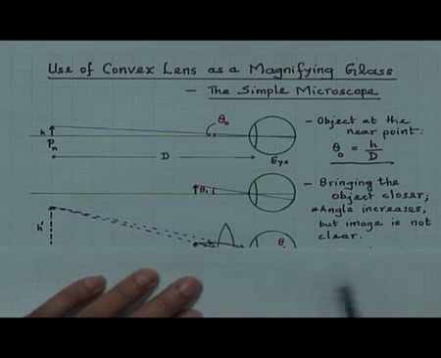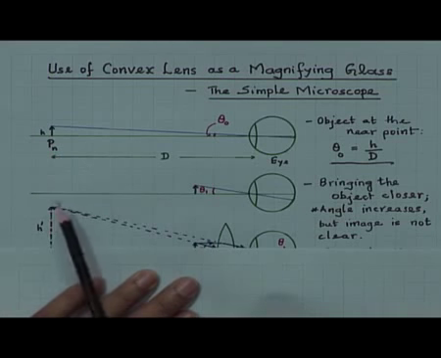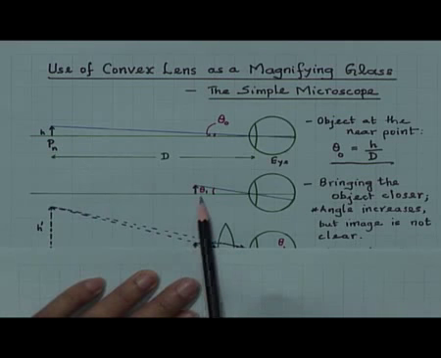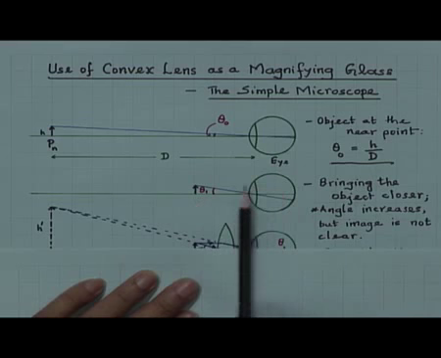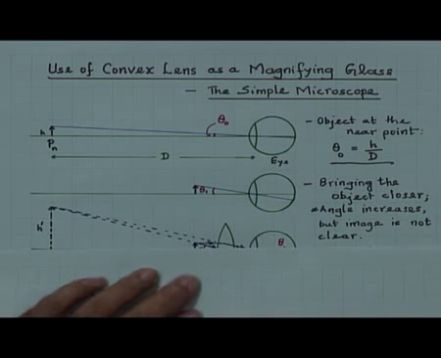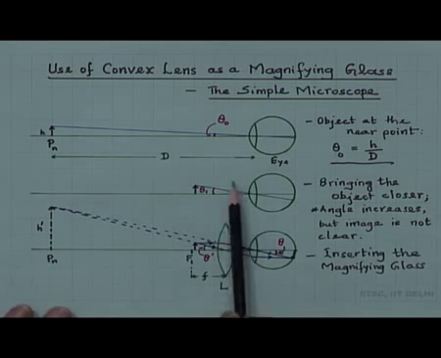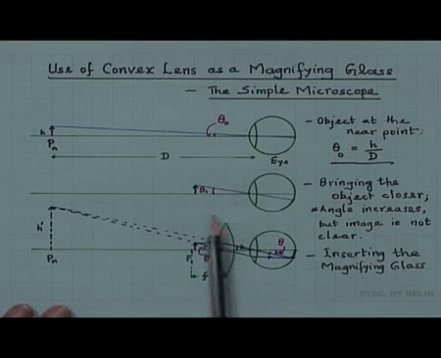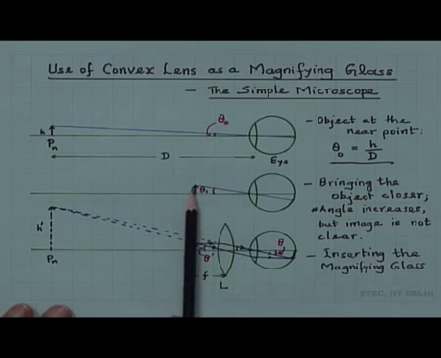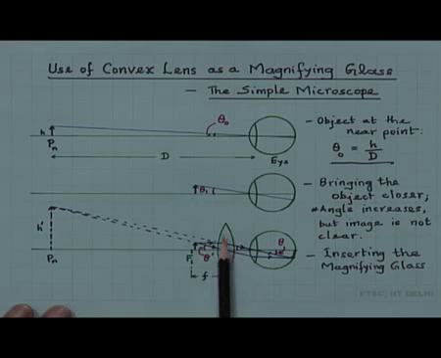The image is not clear because we are below the near point. The near point is here, and we have brought the object closer, below the near point, and the eye is not able to focus it, and therefore, the image is not clear. Now, at this stage in figure 3, we have introduced a convex lens in between. The object position is the same, but we have inserted a convex lens as a magnifying glass.